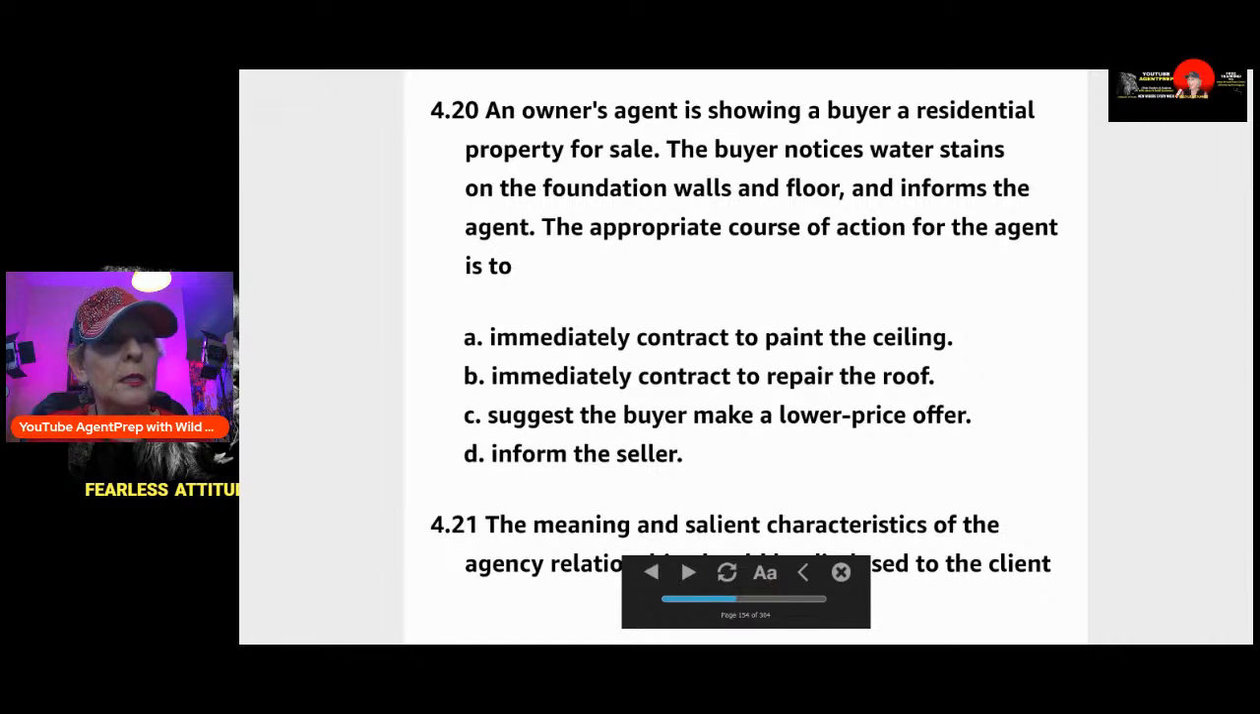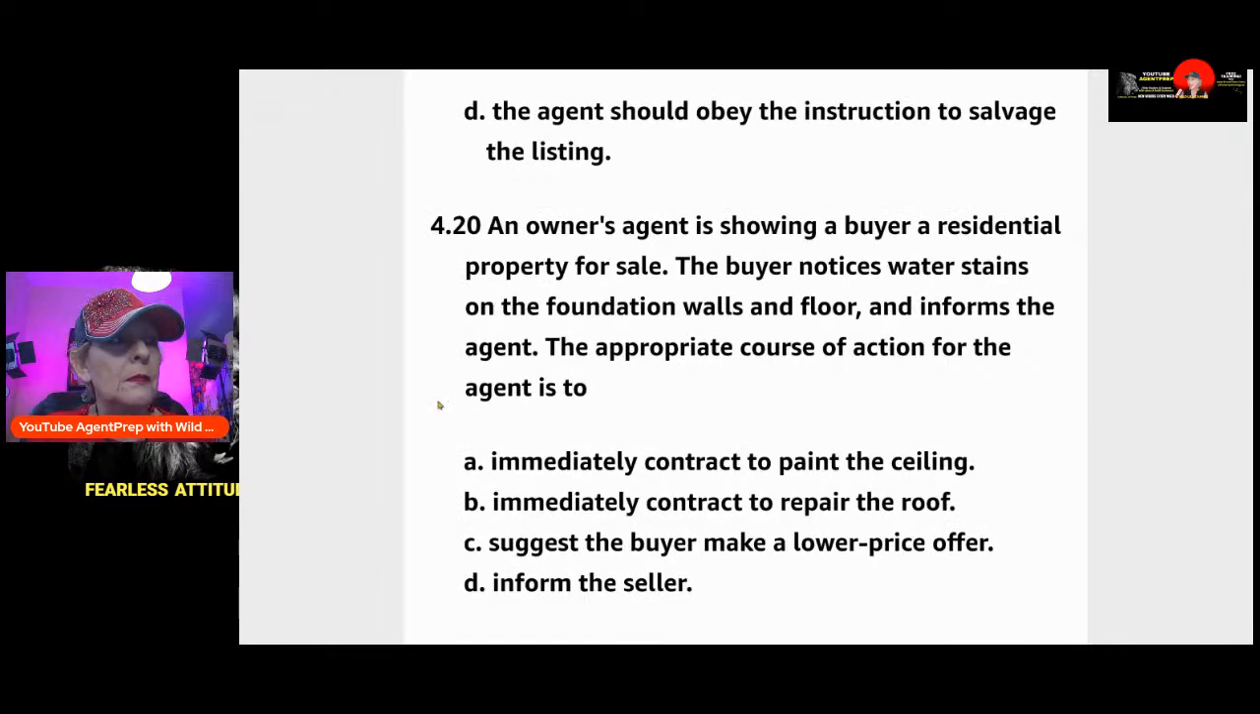Number 20. An owner's agent, a seller's agent, is showing a buyer a residential property for sale. The buyer notices water stains on the foundation, walls, and floor and informs the agent. The appropriate course of action for the agent is to do what? A, immediately contract to paint the ceiling. B, immediately contract to repair the roof. C, suggest the buyer make a lower price offer. Or D, inform the seller.